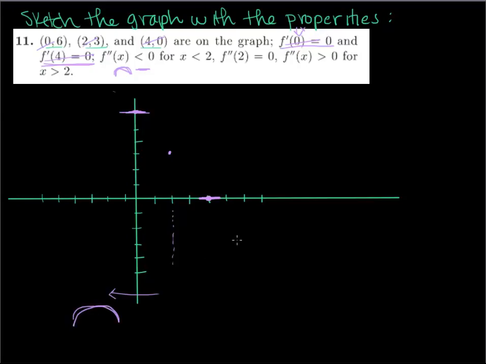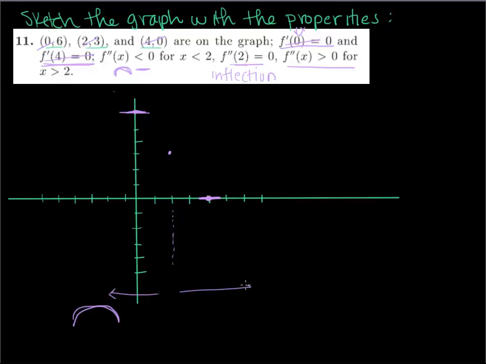And then this says that the second derivative at 2 is 0. That's good. What does that tell me? That we have an inflection point, right? What does that mean? I change concavity at 2. And then look at this. This says the second derivative is greater than 0 for x greater than 2.